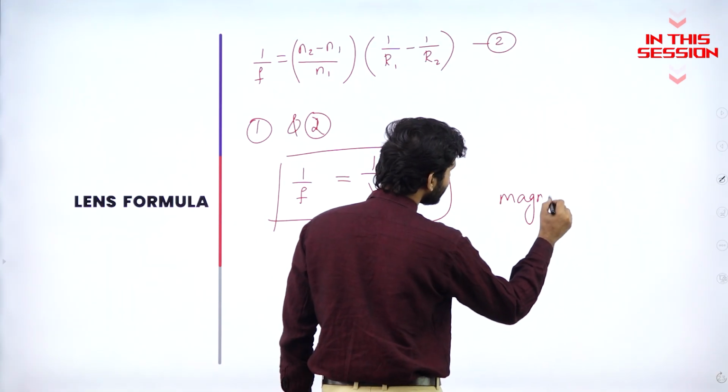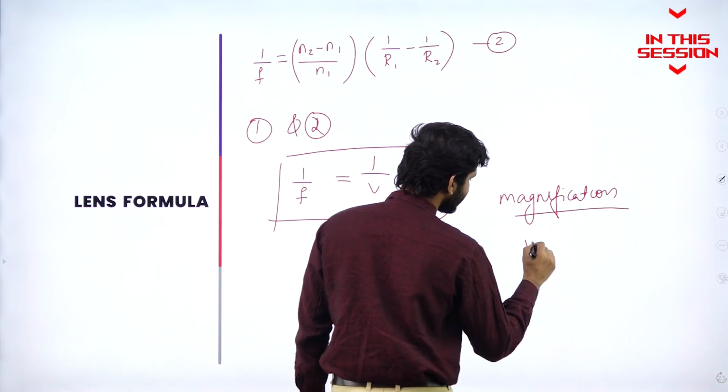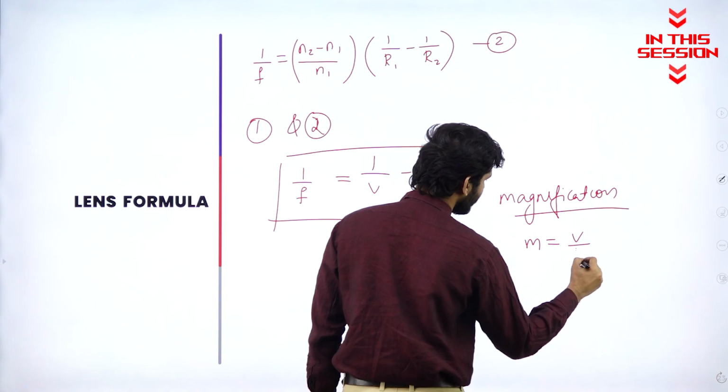The magnification of this particular lens again is very easy. It is given by M is equal to V by U.